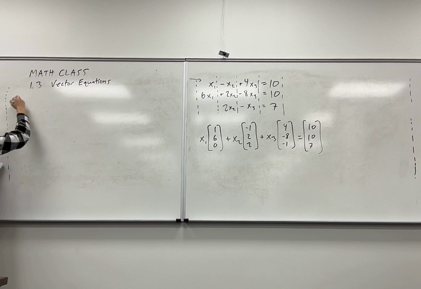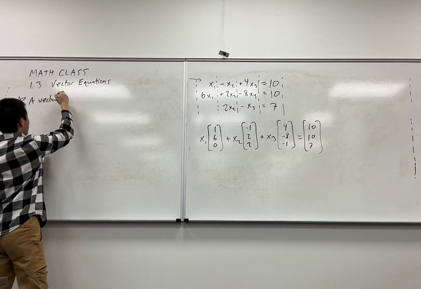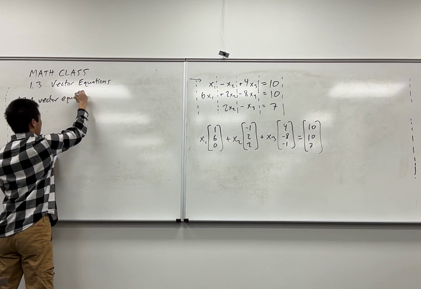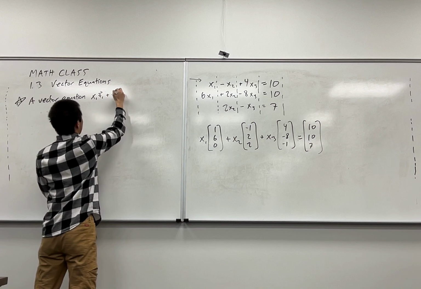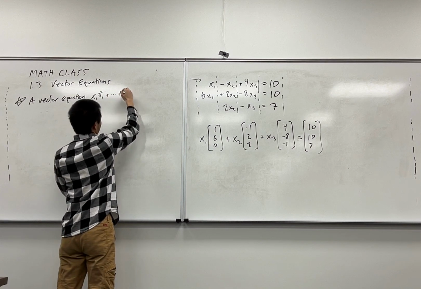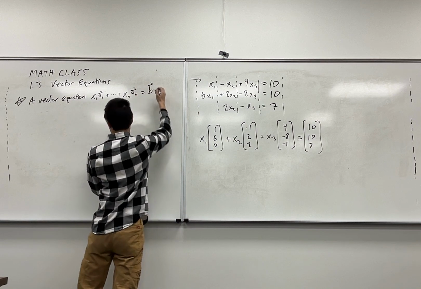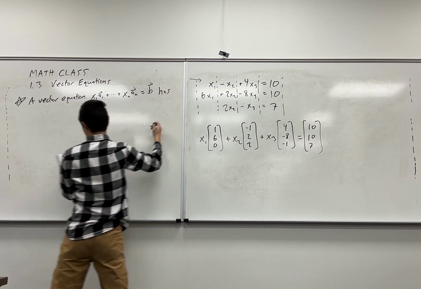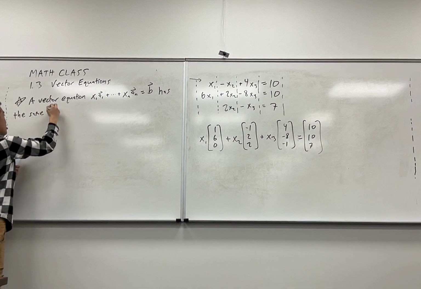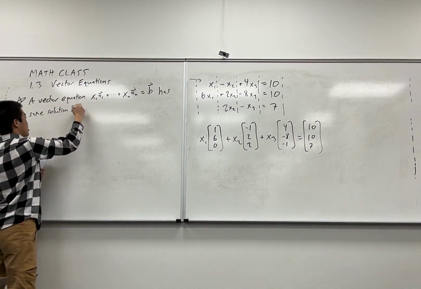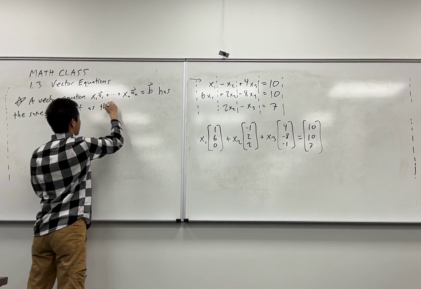So here's an important note. A vector equation x1 a1, et cetera, like we had up until, we'll make this general to n pieces. And then we have our b vector over here. This has the same solution set. This is really just reiterating what we just talked about as the linear system.